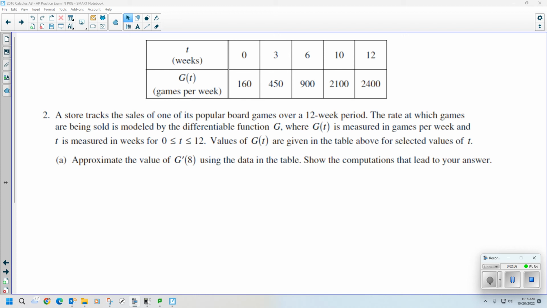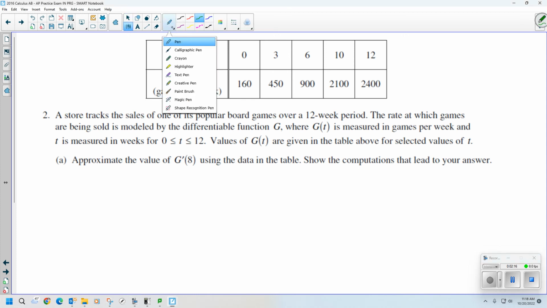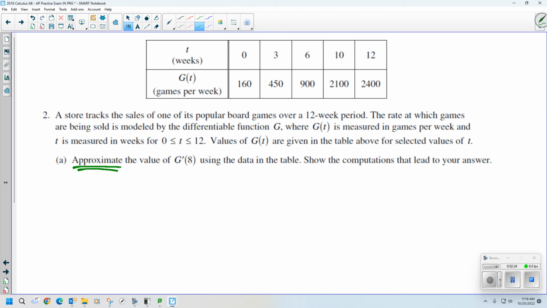2a. Approximate the value of g prime of 8 using the data in the table. Show the computation that leads to your answer. All right, let's go here. You know I'm in love with the calligraphy pens and the highlighters. This word right here, approximate, tells me I can't find an exact answer. I can take the derivative of an equation, but we don't have an equation. We simply have a table. So approximate means we're going to give our best answer without being 100% certain because we don't have an equation to take the derivative of.